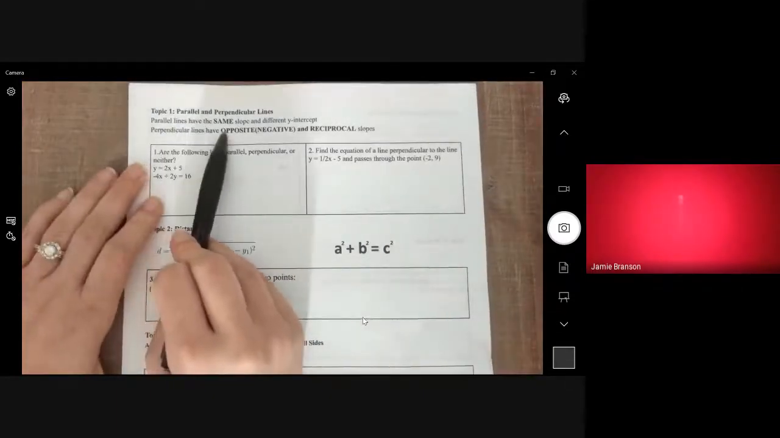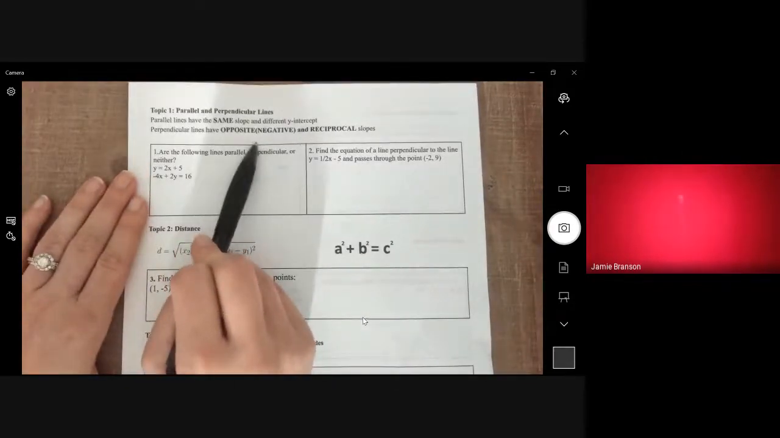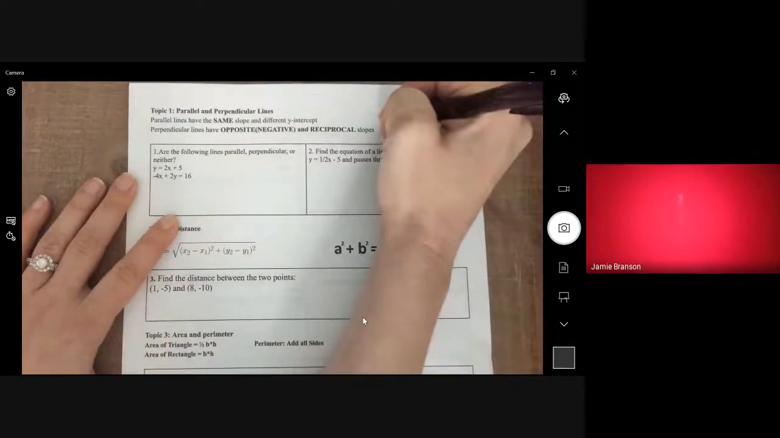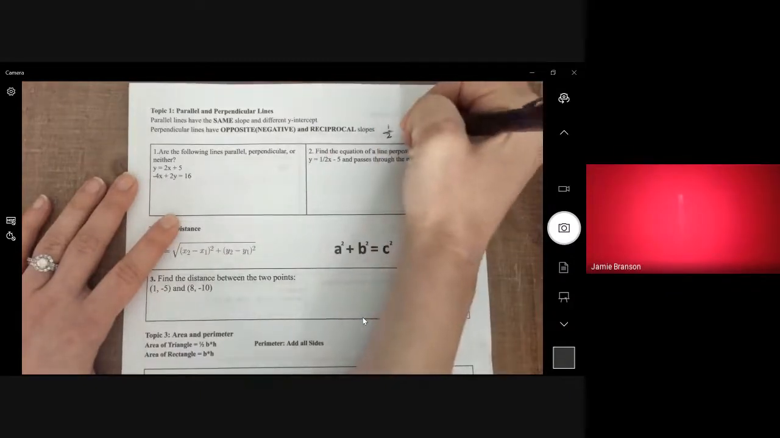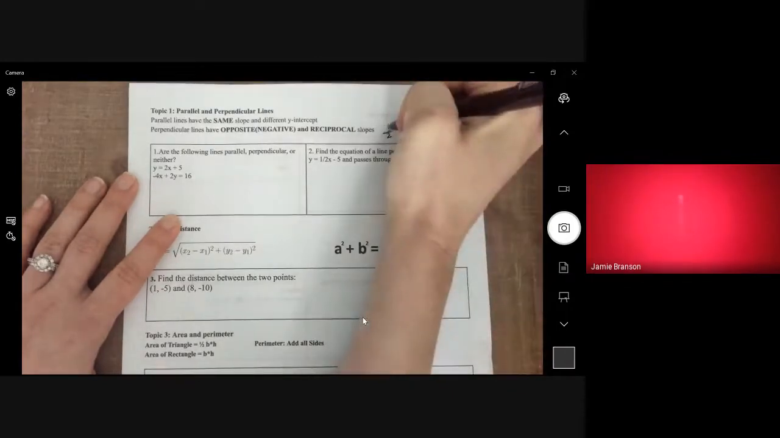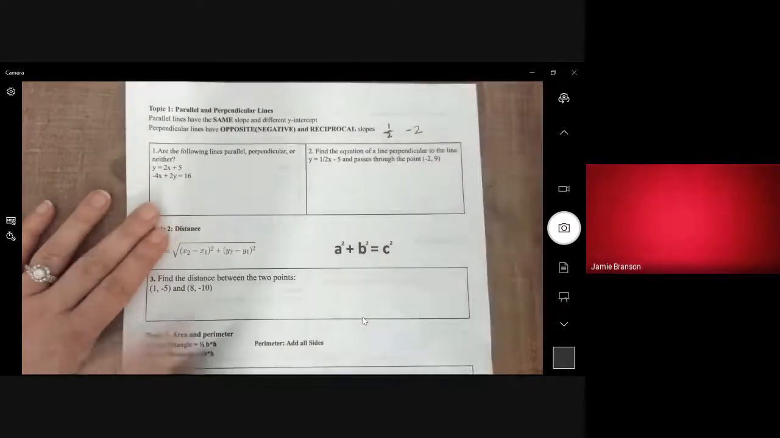A few notes at the top. Parallel lines have the same slope, and perpendicular lines have opposite, or negative and reciprocal, slopes. For example, if one had a slope of 1/2, the other line would have a slope of -2. They have opposite signs, and this is 1/2, and that's technically 2/1. So opposite signs and reciprocals, or flipped.